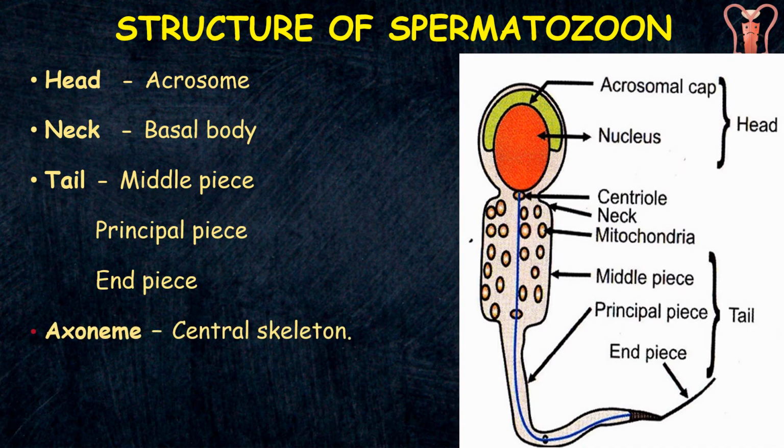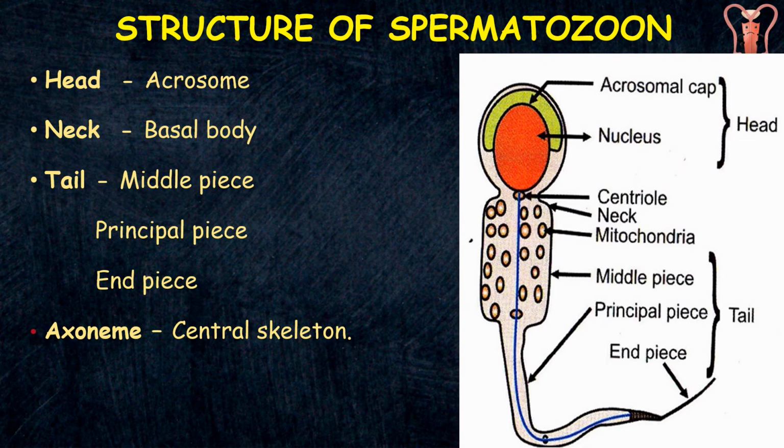Axoneme or the axial filament forms the central skeleton of the tail. The axoneme begins just behind the neck and extends through the entire length of the tail. So this structure is similar to the cilia. The to and fro movement of the tail results due to the longitudinal sliding motion.